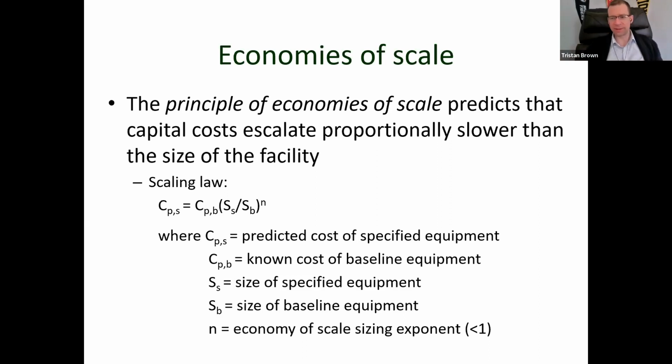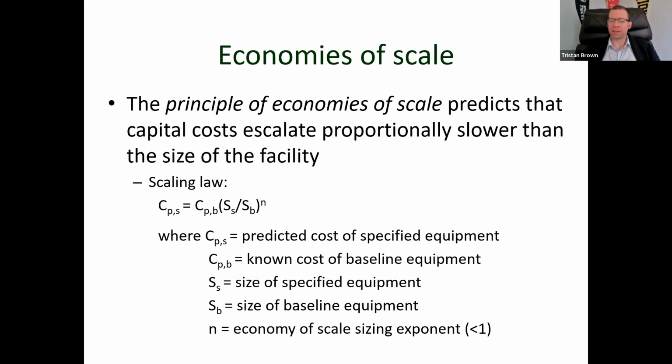So there's actually a scaling law, and there's a nice little formula that you can use. Ultimately, what we need to know, if we want to predict the cost of a specific facility or specified equipment, is the cost of that baseline equipment. We need to know the size of the facility we want to build, and we need to know the size of the baseline equipment that we have the cost estimate for. And then finally, we need to know N. And like I said, this is where the literature comes in, it's different for different types of facilities, but N is simply the economy of scale sizing exponent.